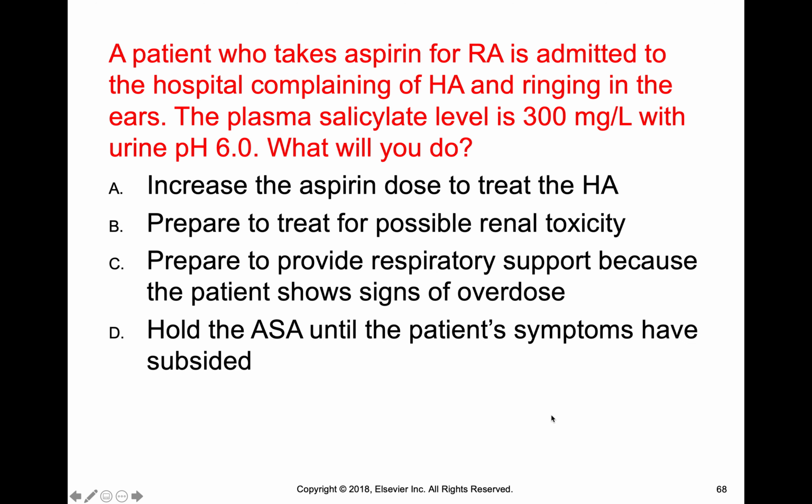So a patient who's taking aspirin for rheumatoid arthritis is admitted to the hospital complaining of a headache and has ringing in the ears. They draw a plasma salicylate level, and they find it to be 300 milligrams per liter, and the patient's urine pH is slightly acidic at 6.0. What will you do? Do you increase the aspirin dose so that they treat the headache? Prepare to treat for possible renal toxicity? Prepare to provide respiratory support because the patient shows signs of an overdose? Or hold the aspirin until the patient's symptoms have subsided?